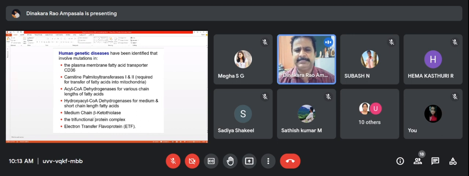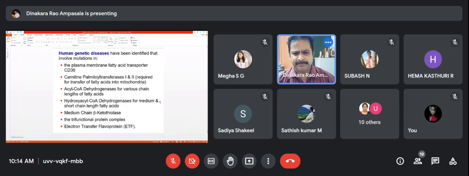So, different types of diseases are identified when enzymes get mutated in fatty acid oxidation. The plasma membrane fatty acid transporter, which is called CD36, if it has a problem, that will cause some kind of problem in beta oxidation. And carnitine palmitoyl transferase 1 and 2 transfer the acyl molecule into carnitine acyl molecule outside the membrane and inside the membrane. And acyl-CoA dehydrogenases for various chain lengths of fatty acids.